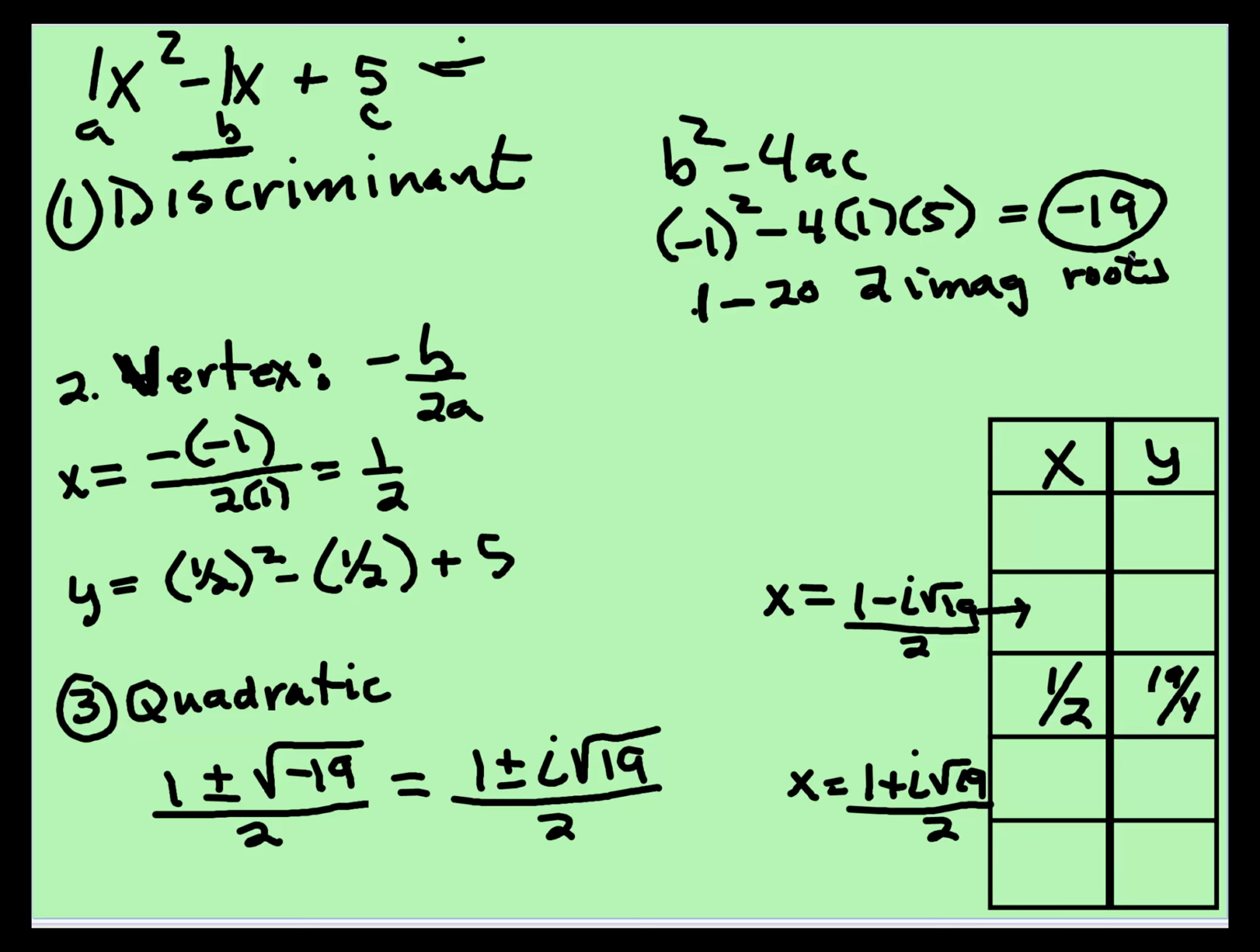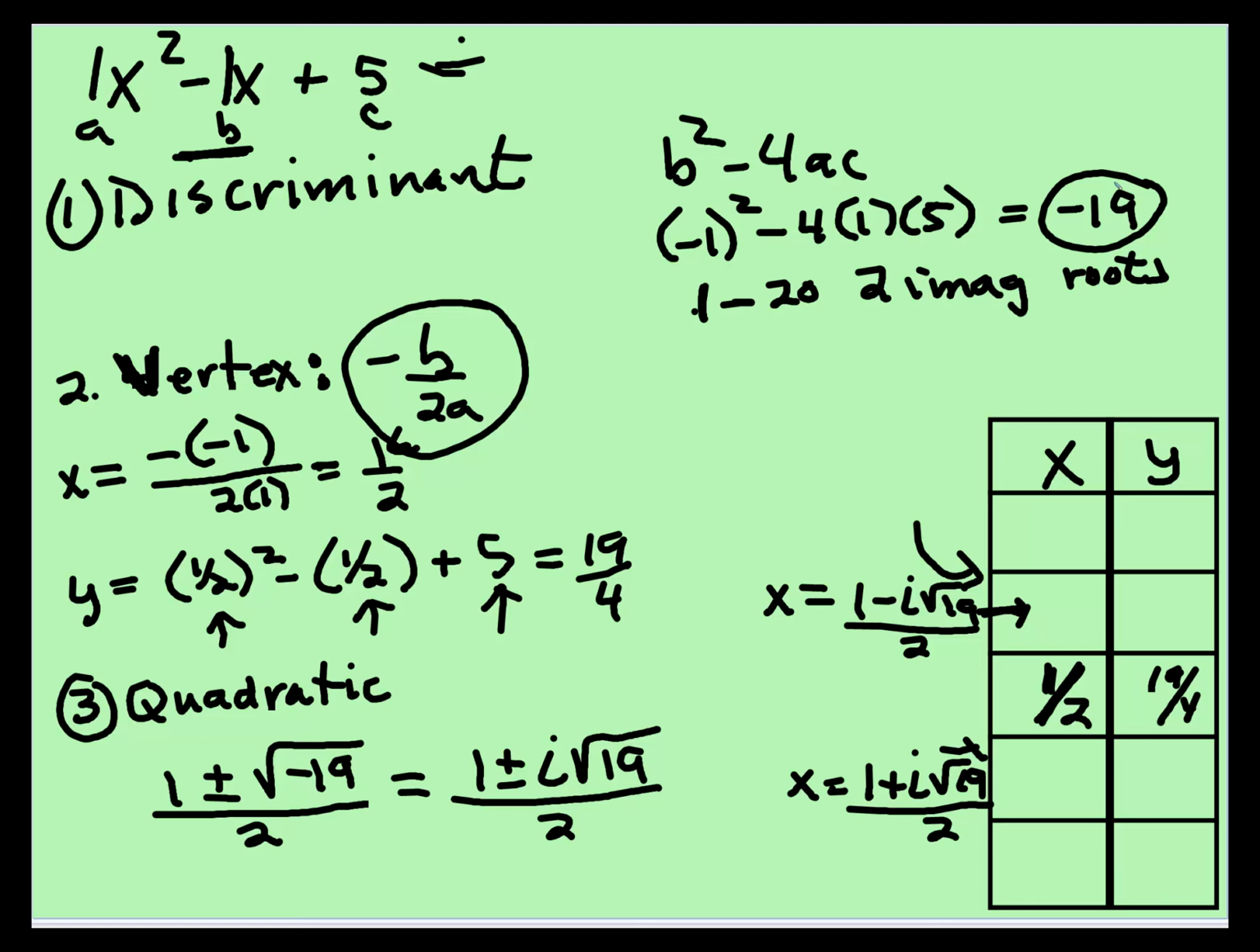That means there's going to be two imaginary roots that are going to go right here and right here. We just have to find the vertex. Remember, the vertex is the opposite of b over 2 times a. So the opposite of negative 1 is 1. 2 times 1 is 2. So 1/2 is the x value. Then when you plug 1/2 into the original quadratic, you end up with positive 19/4. And then remember, our roots go right here, but I'm not going to have you worry about this part.